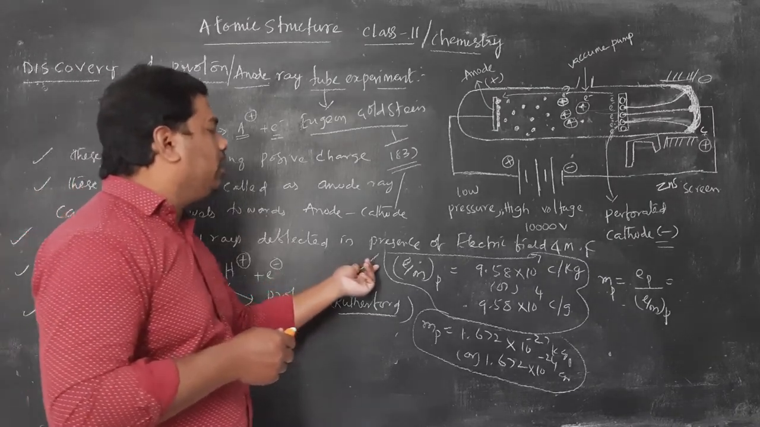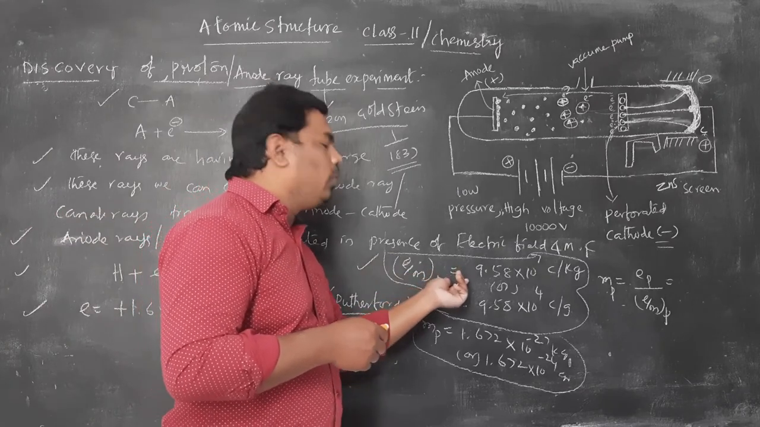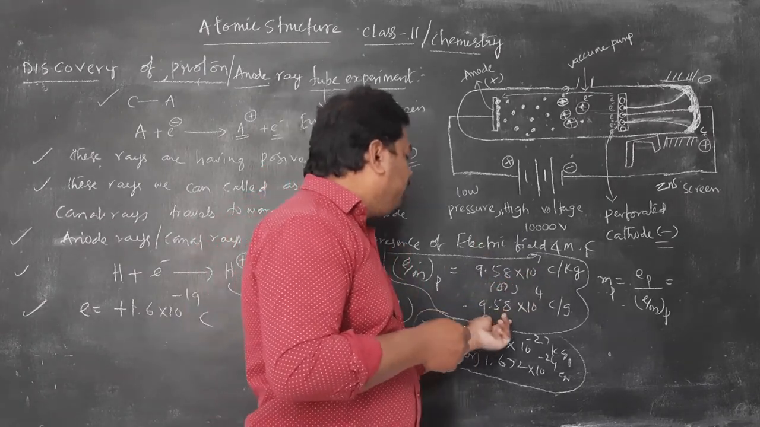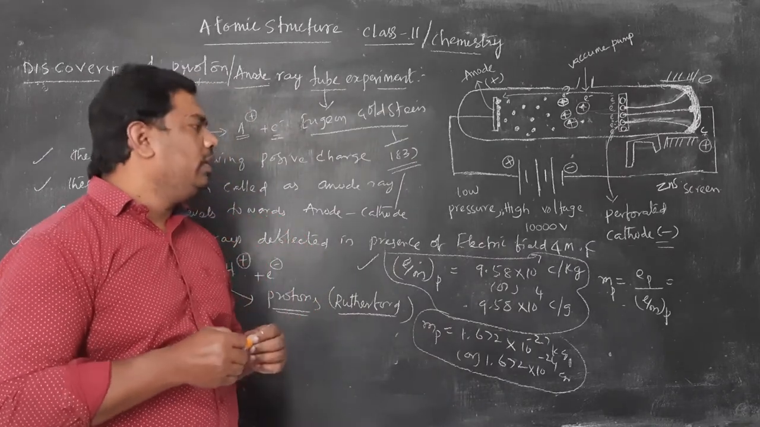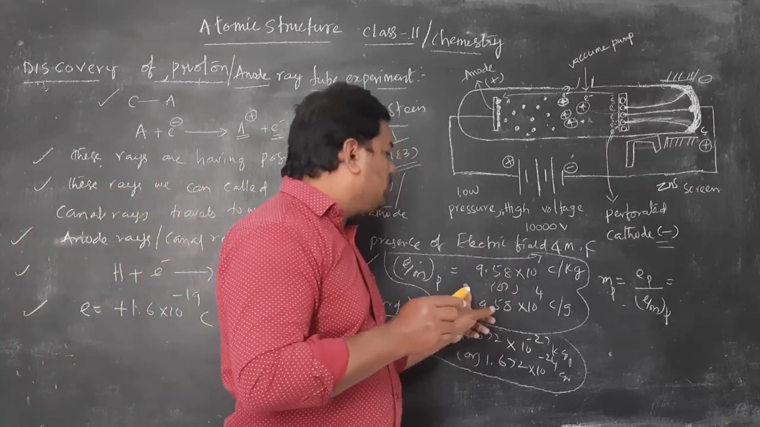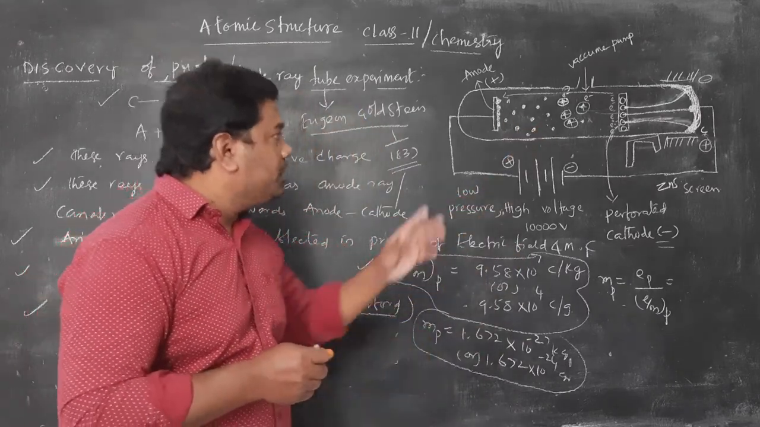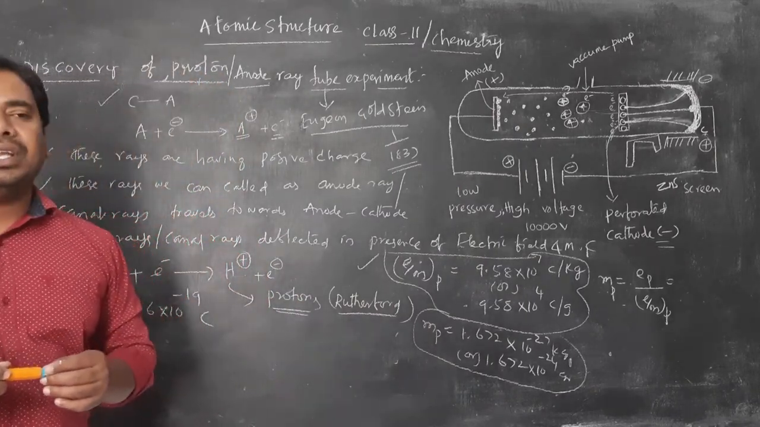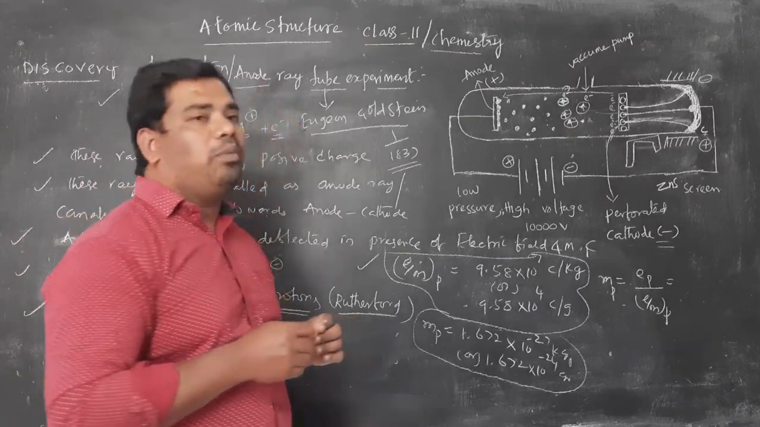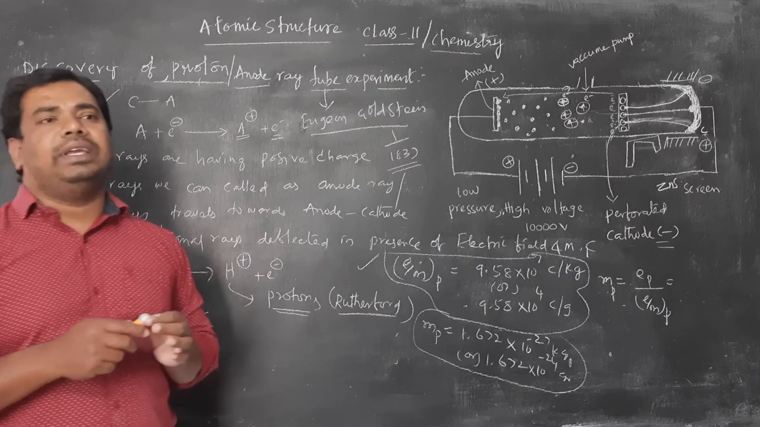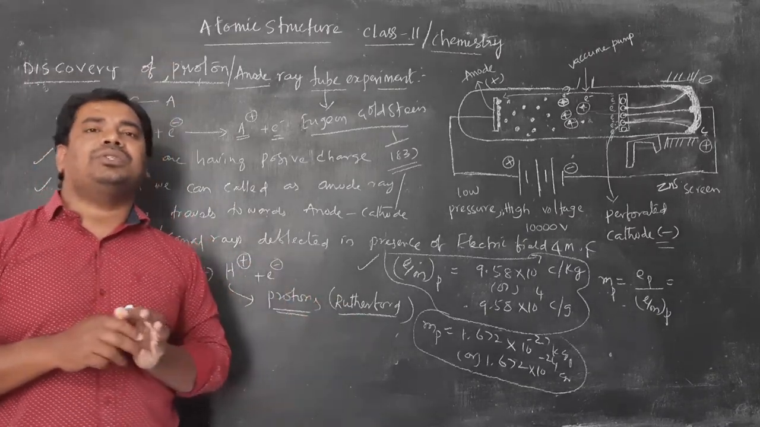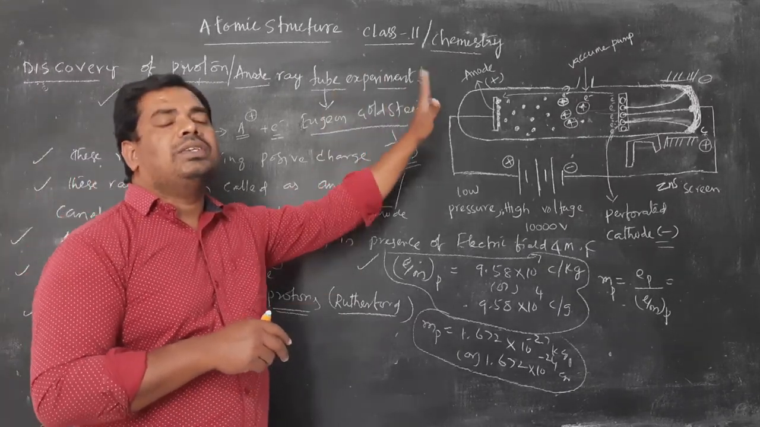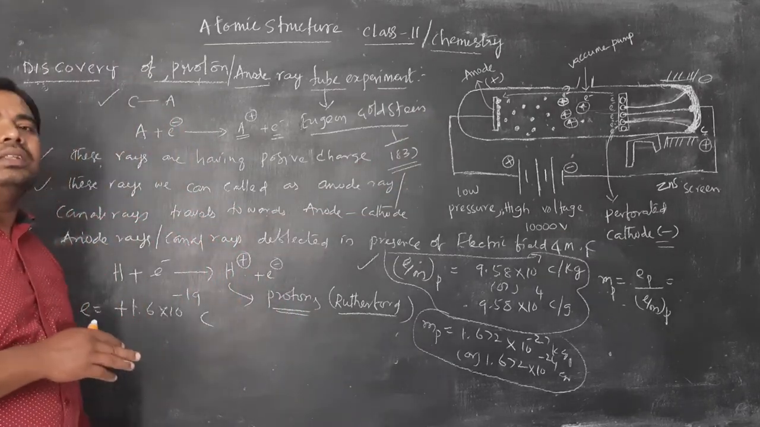And also he successfully calculated the charge to mass ratio of proton is equal to 9.58 into 10 to the power of 7 coulomb per kg, or 9.58 into 10 to the power of 4 coulomb per gram. So the one important thing he concludes is that the charge to mass ratio depends upon the nature of gas present inside the discharge tube. That is very very important, because he used different types of gases. So the charge to mass ratio of gas atoms differs from one gas to another gas. So he concludes that the charge to mass ratio depends upon the nature of the gas, student.